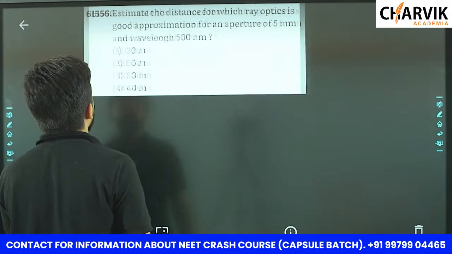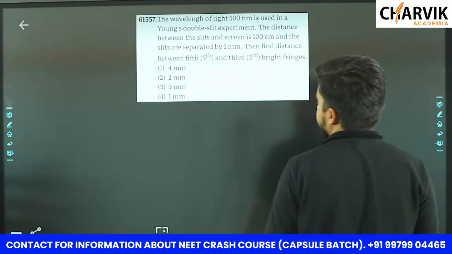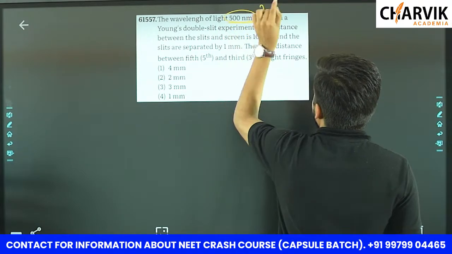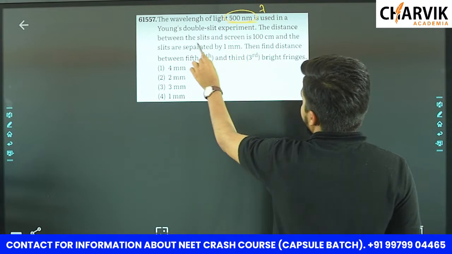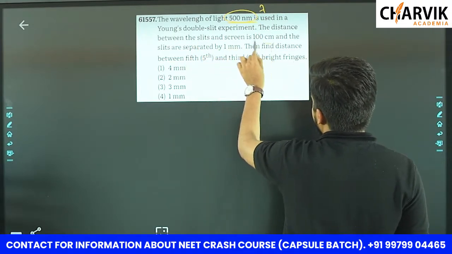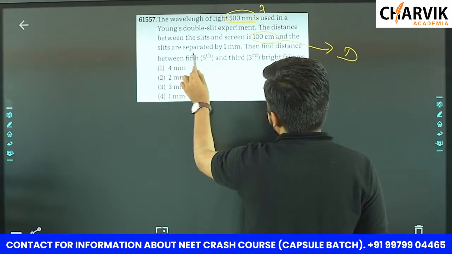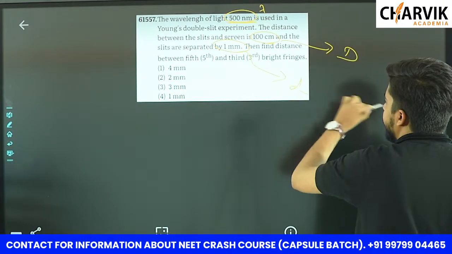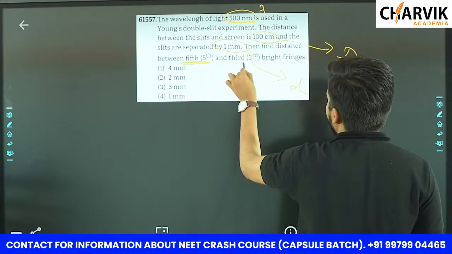So let us move to the next question. The wavelength of light, 500 nanometer, is used in a Young's double slit experiment. Lambda is given. For the Young's double slit experiment, the distance between the slit and the screen, that means the capital D, is given. And the slits are separated by 1 millimeter, the distance between the two slits, that means the small d, is given. Then find the distance between the fifth and the third bright fringes.